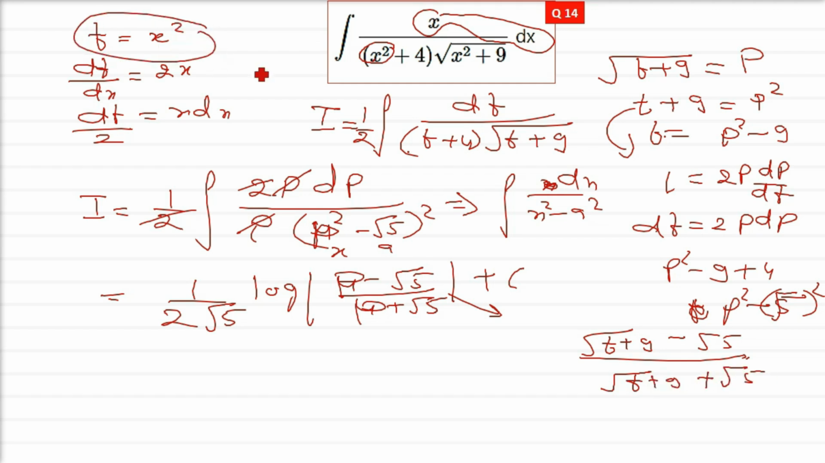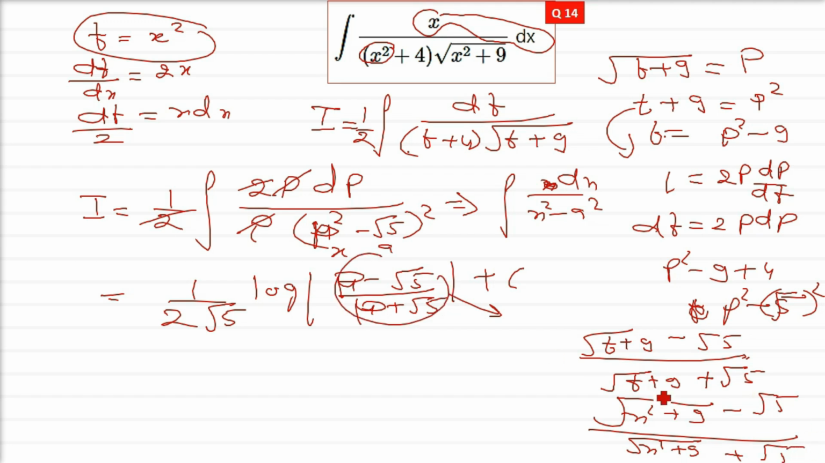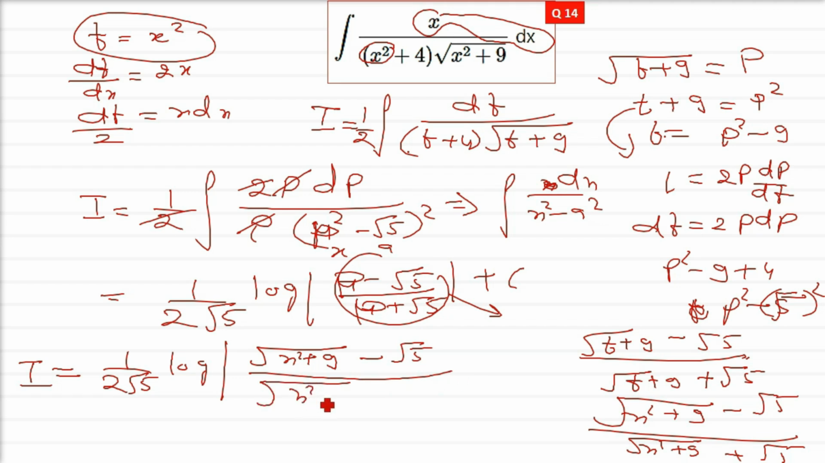T can be taken as x². So √(x² plus 9) minus √5 divided by √(x² plus 9) plus √5. Now we can replace this entirely and the final answer will be this only. 1 by 2√5 log of modulus of (√(x² plus 9) minus √5) divided by (√(x² plus 9) plus √5) plus constant of integration. This is your final result.